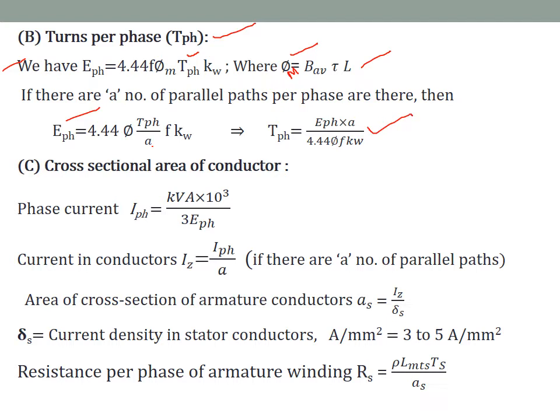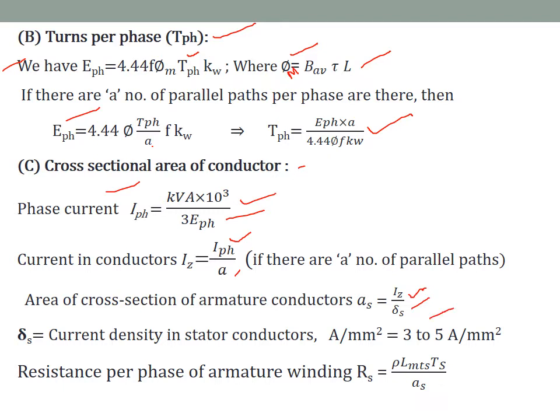Once you find out turns per phase, now we'll see the cross-sectional area of the conductor. For that you should find out the phase current: kVA into 10 raised to 3 divided by 3 Eph. This is the 3-phase power, Eph into Iph in terms of kVA. Now the current in the conductors is Iph by a, where a is the number of parallel paths. So the area of the cross section of the armature conductor as is given as Iz divided by delta s. Delta s is usually 3 to 5 amps per mm square.